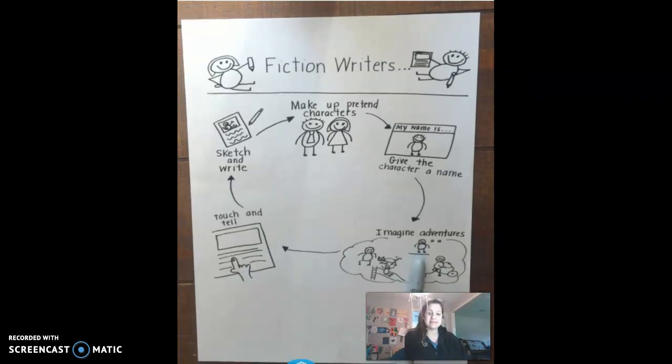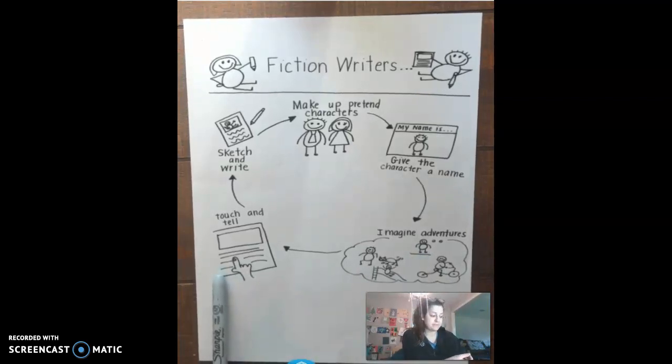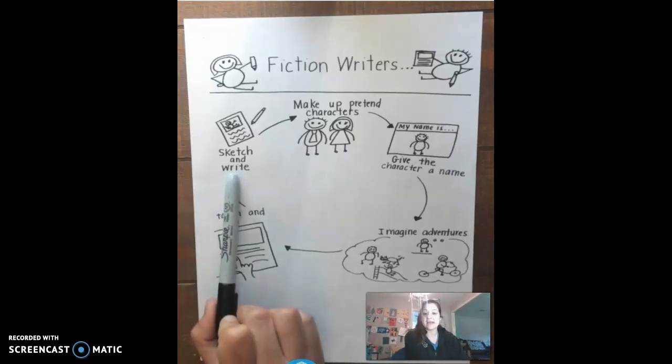And then when you have your idea, your adventure that you want to make your first story about, you're going to think about it first and touch and tell. Touch across your pages as you tell your story before writing it. You always want to say your story out loud before, or each page before you actually start writing it, because when you do that, you get more ideas as you're saying it, and it gives you more things you can write in your book. And then after you touch and tell, you're going to sketch and write.